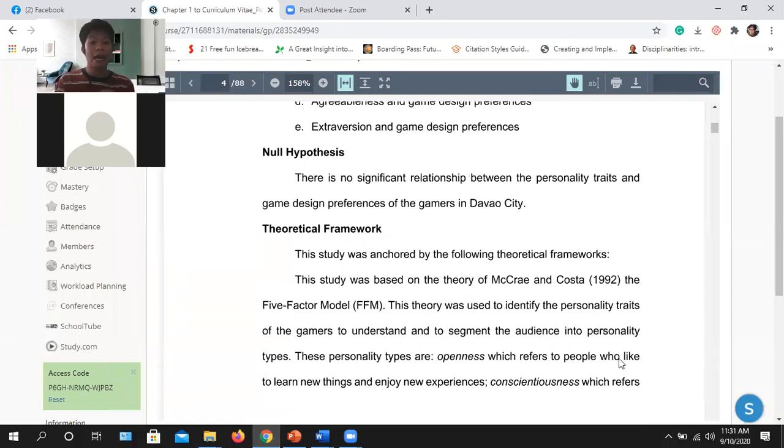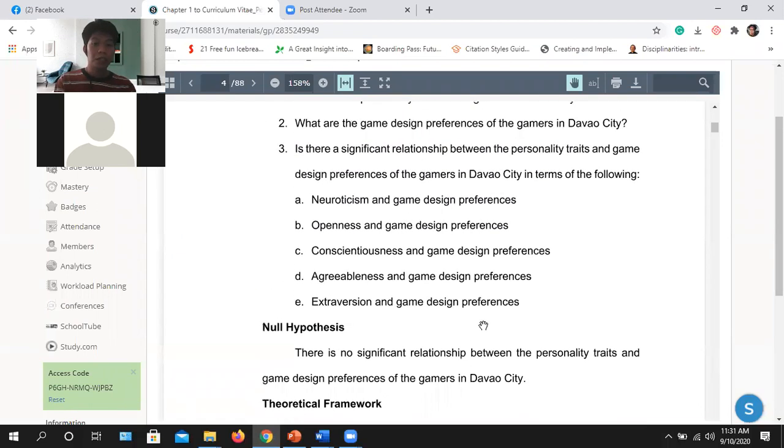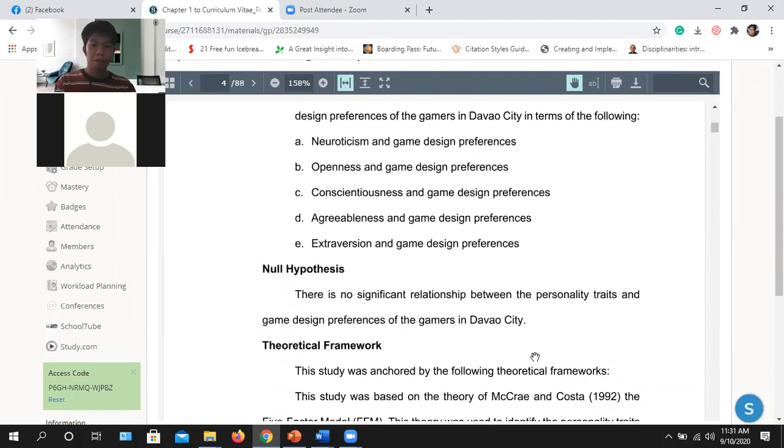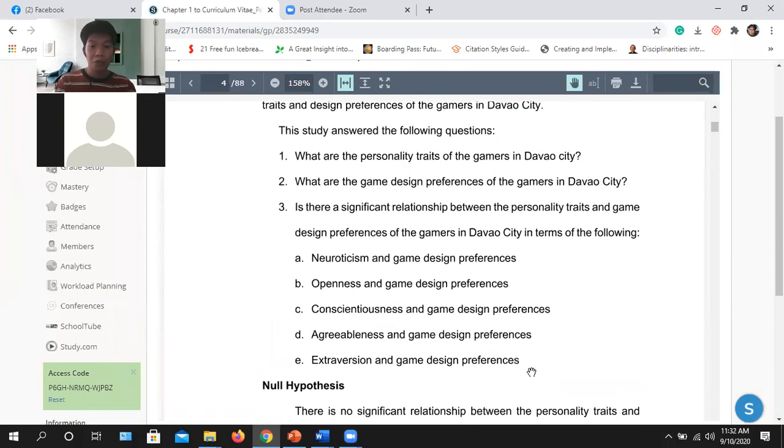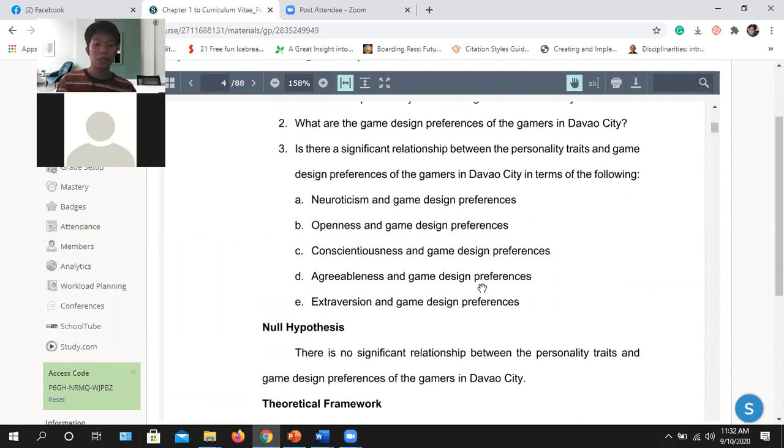ito yung hypothesis niya is: is there a significant relationship between personality traits and game design preferences? So before you come up with identifying or describing the relationship between the variables, you need to first identify the personality traits and game design preferences. After you identify the major variables in your study, then you can proceed to proving or challenging your hypothesis.